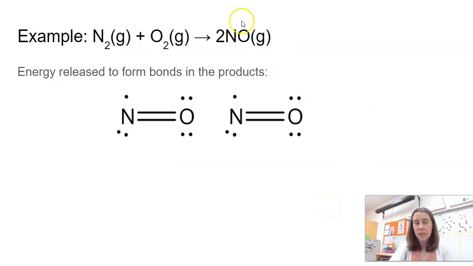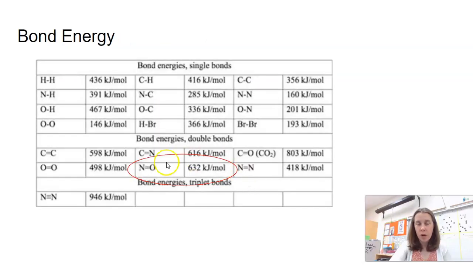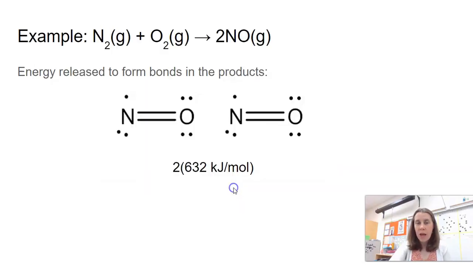Now let's do the products, all right? So we form two NO molecules. They're the same, and each of them has an NO double bond. So if we go to our table, an NO double bond is 632 kilojoules per mole, and we have 2 of them. Right, so that's a total of 1,264 kilojoules per mole. I just did the math in my calculator.